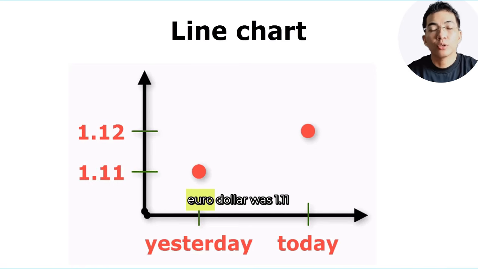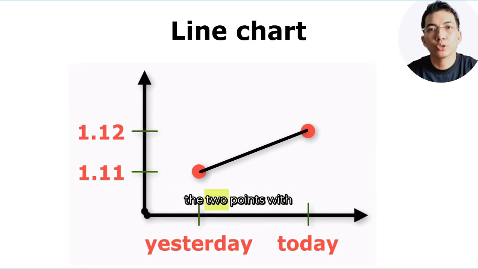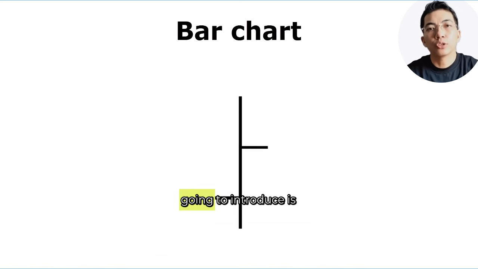If the price of euro-dollar was 1.11 yesterday and it is 1.12 today, the line chart would only connect the 2 points with a line. So it is very easy to understand with a quick look if the price is going up or down. The second chart I'm going to introduce is the bar chart.